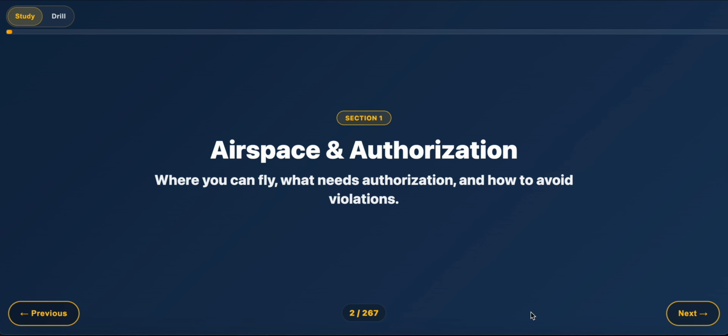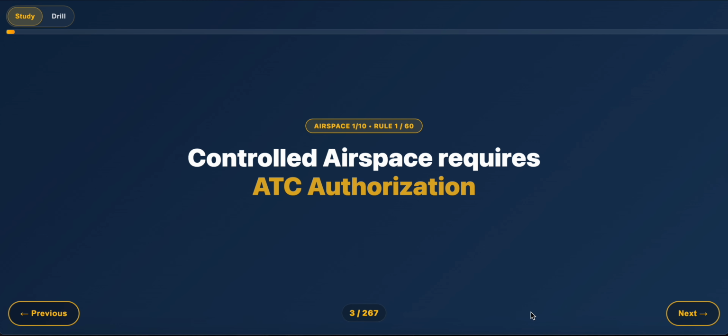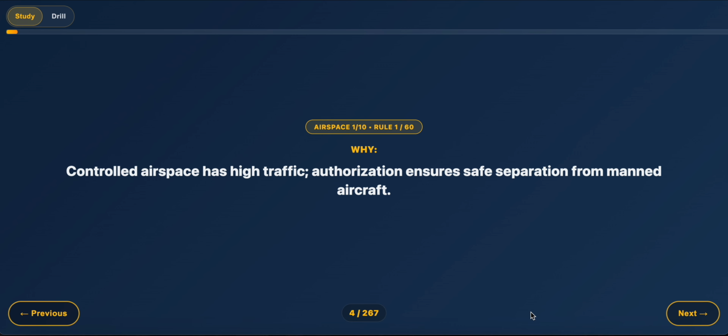Okay, rule 1. Controlled airspace requires ATC authorization. Here's the context. Controlled airspace exists because manned aircraft are actively operating there. Departures, arrivals, and transitioning through. Air traffic control manages that entire traffic flow. Your drone entering that space without authorization introduces risk. From the FAA's perspective, that's interference.